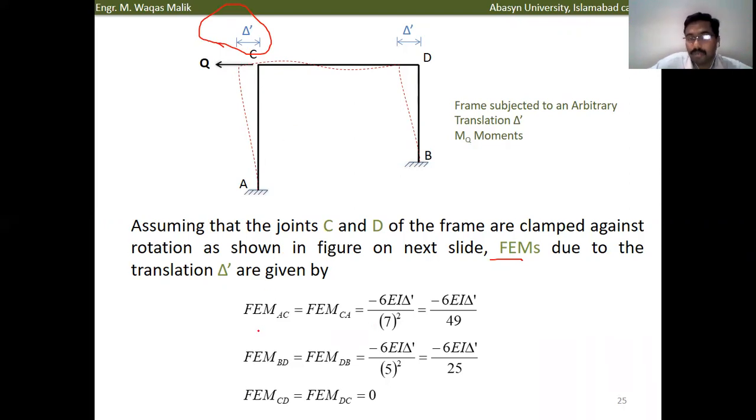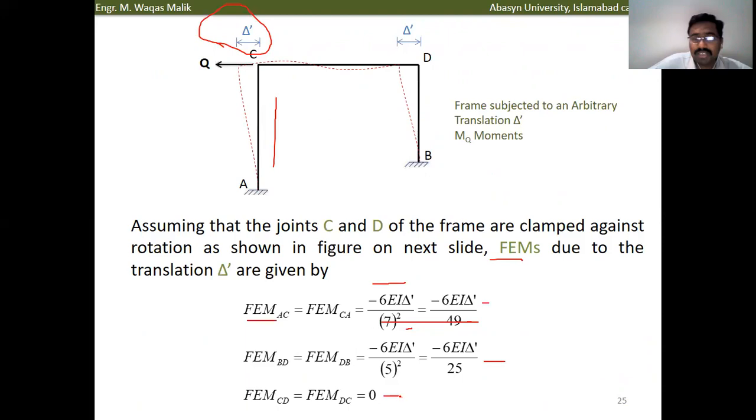And for the fixed end moment calculations that we use for the displacement of the supports or the movement of the frames, the formula is minus 6 EI delta by L square. So for the member AC, it will become minus 6 EI delta prime divided by the length of the member AC, which is 7. So it's going to be 7 square, which is 49. Similarly, the fixed end moment for the member DB comes out to be minus 6 EI delta prime by 25. While there is no displacement in the member C to D, or no bending in the member CD, so its value is going to be 0.